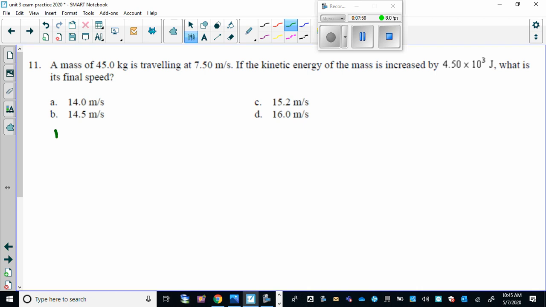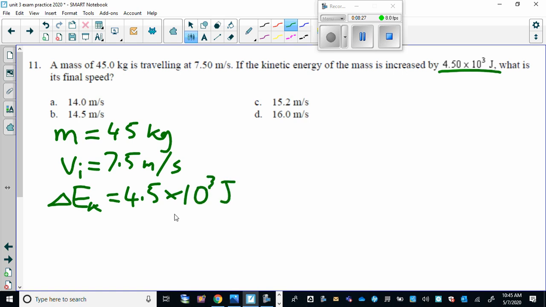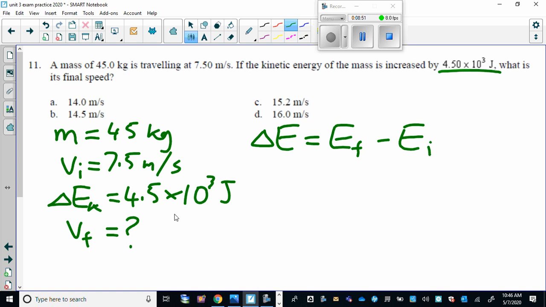So let's just write down our variables. Mass, 45 kilograms. The initial speed, VI, is 7.5 meters per second. And what's this number? It says if the kinetic energy of the mass is increased by, so that's the change in energy. So your delta EK, we'll call it, equals 4.5 times 10 to the 3 joules. We want to know what its final speed is. And you're just going to use the ever popular delta E equals, whoops, that's a minus. The change in E equals the final minus the initial.